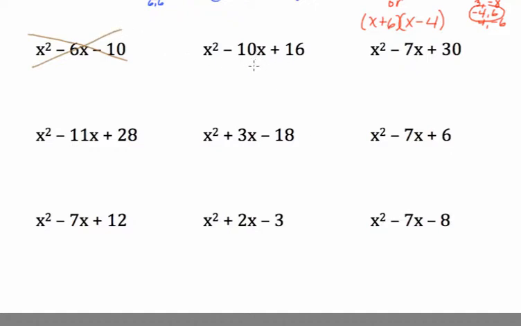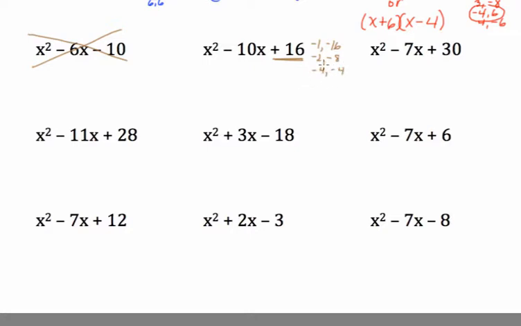All right, let's look at this one. X squared minus 10x plus 16. All right, let's look at our multiplying number. It's positive, but our adding number is negative, so that must mean that two negatives multiply together to get 16. So what are our choices? Negative 1 and negative 16. Negative 2 and negative 8. Oop, there it is. Negative 2 and negative 8. Or negative 4 and negative 4.